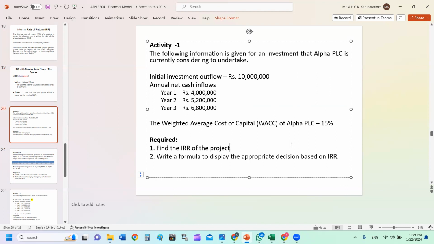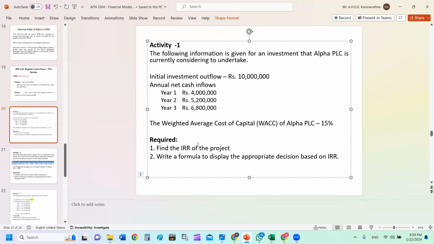IRR as a technique has some limitations. This is Excel financial modeling. Under financial modeling, we are not supposed to discuss the theoretical aspect of the finance or accounting concepts. We just need to apply the formula. We will discuss theoretical aspects in detail when it comes to financial management. We discuss IRR and NPV and payback period under capital budgeting, project evaluation. There I will discuss the theoretical aspect.